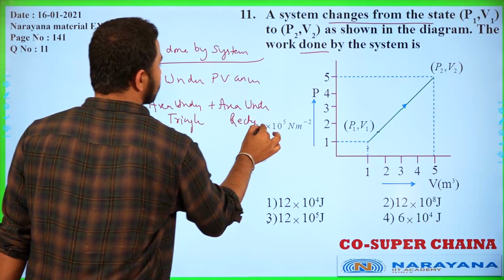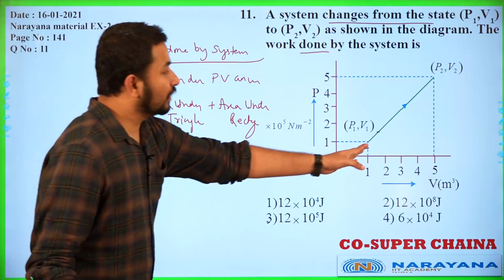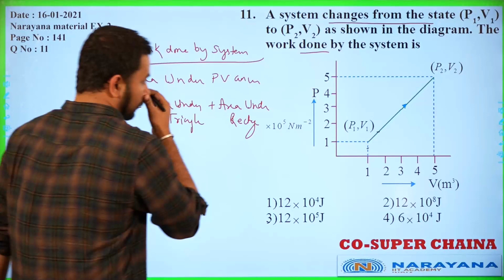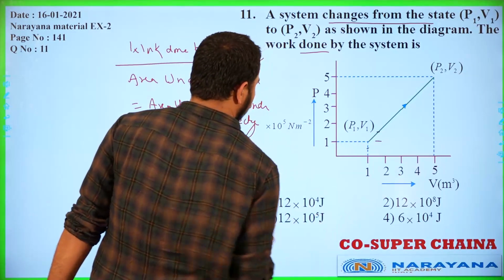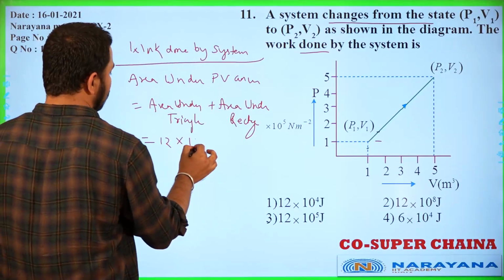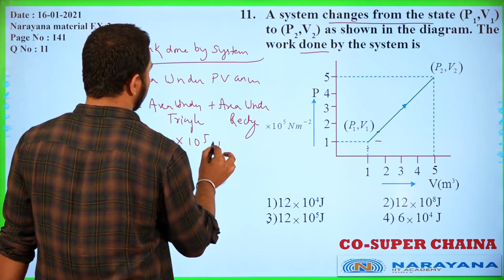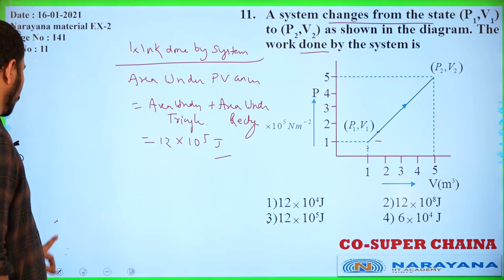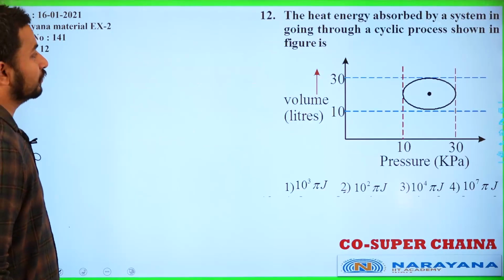Right? This is how we proceed. Now we can easily calculate the area under this triangle and the area under this rectangle. If you substitute all the values, we will get 12 into 10 to the power 5 joule. That will be the answer for this area. Okay, so let's proceed to the next one.